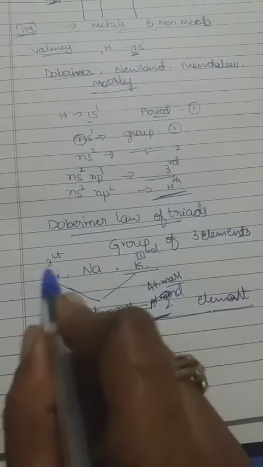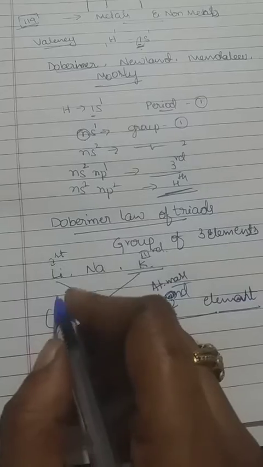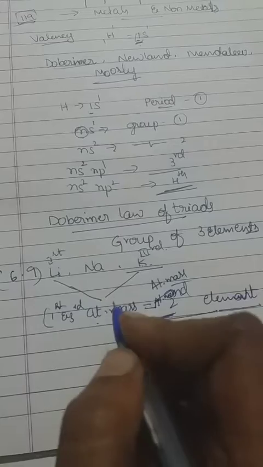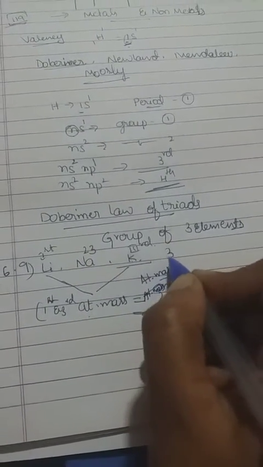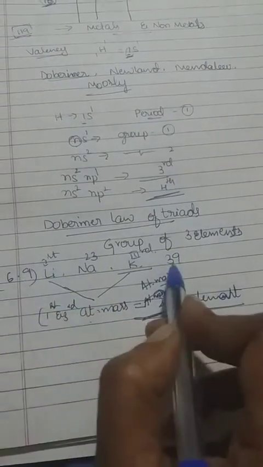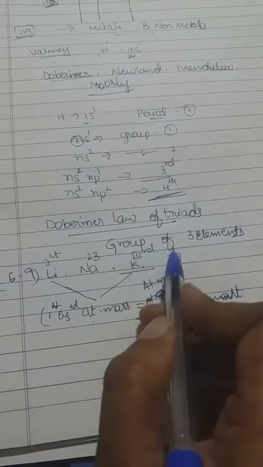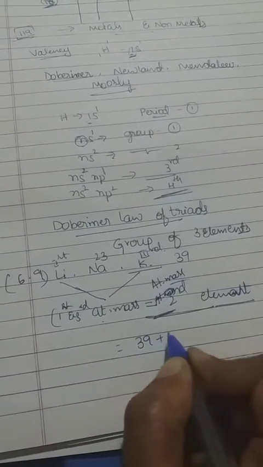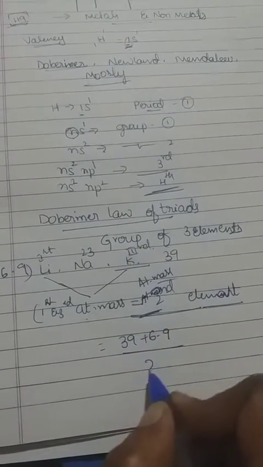A good example is the triad of lithium, sodium and potassium. Lithium's atomic mass is 6.9, sodium's atomic mass is 23, and potassium's atomic mass is 39. Let us take the average: we add both and divide by 2, as you know. So 39 plus 6.9, divided by 2.